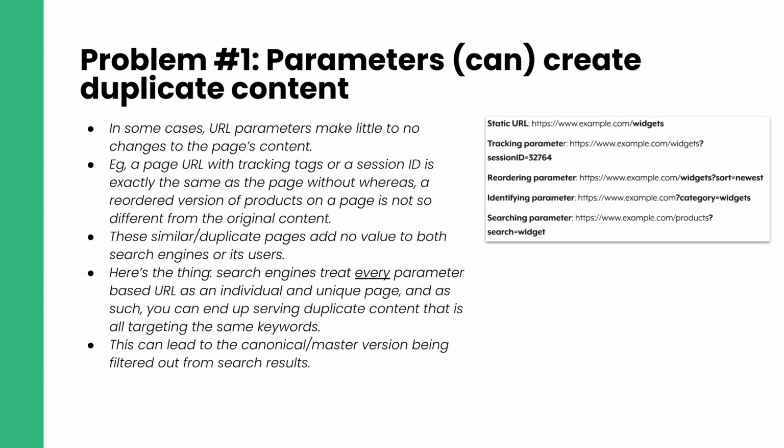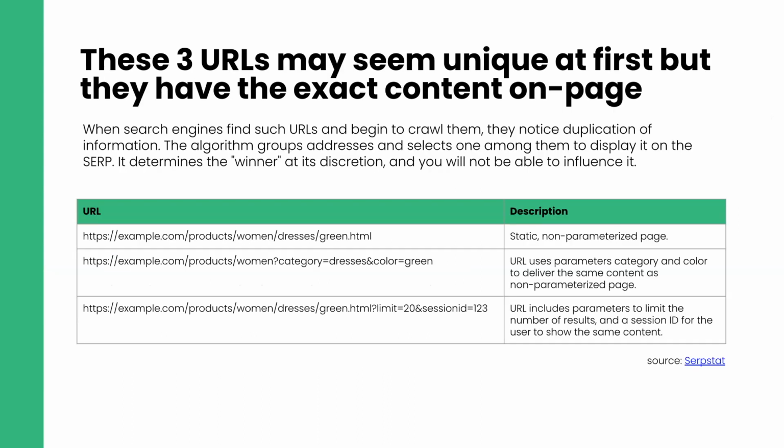And again, these are all serving exactly the same content or very similar content, and that can be a problem because essentially search engines don't really know which version to show. Now, these three, example.com/products, women/dresses/green.html, and the other variants of them, may seem very unique or different at first, but they all have the exact same content on the page.